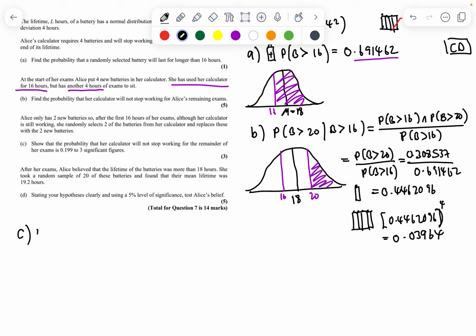So what do we need? Basically, we need the probability that the new batteries last 4 hours, and there's 2 of them. And then I've got to multiply that by the probability that her old batteries last 20 hours, given that they lasted 16 hours already, and there's 2 of those. So I'm using the probability. This is my probability from B.